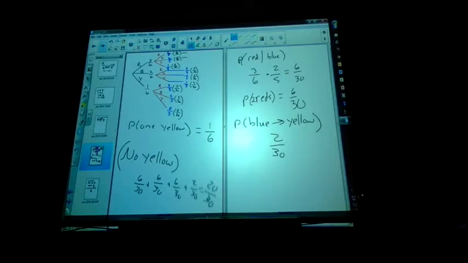And then the probability I choose at least 1 yellow. How do I do it?